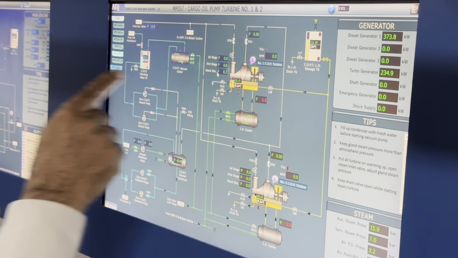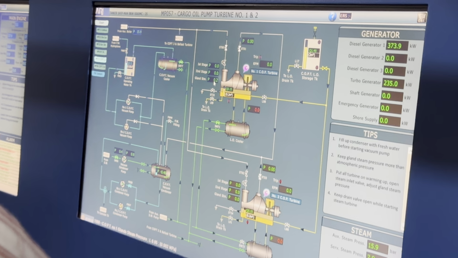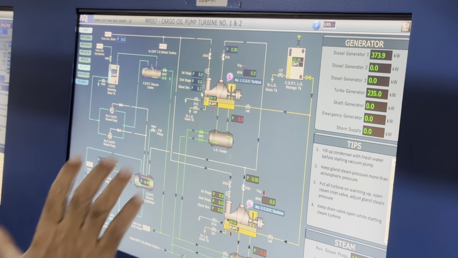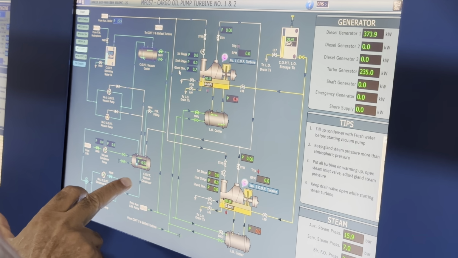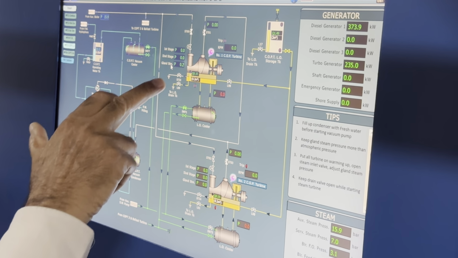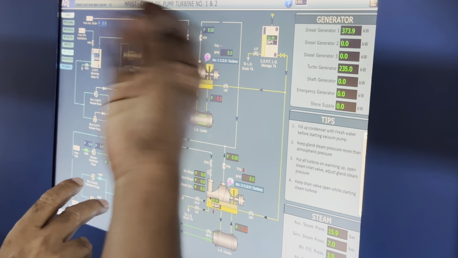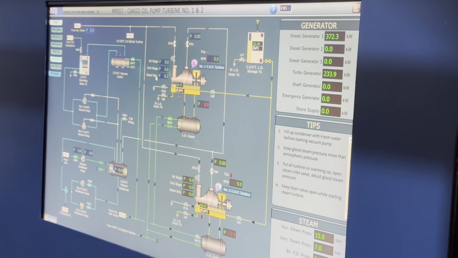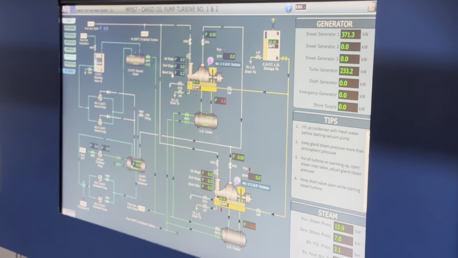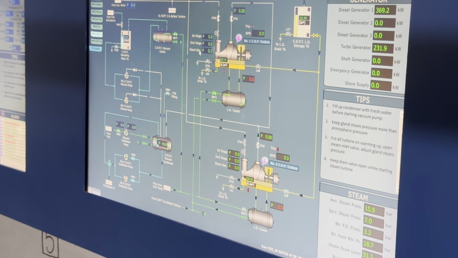Understood? Yes. So now the gland steam has come up, so it will create a vacuum. The vacuum has started creating because you did not open the steam. Gland steam, it will expand. Gland steam, that is the gland packing, that means the turbine or so.